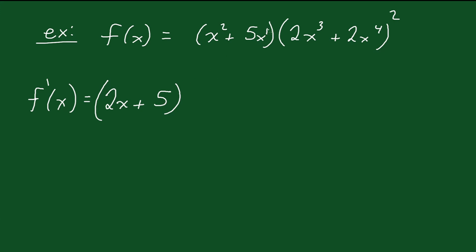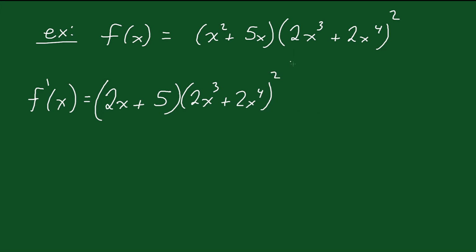That 1 reduces to 0, so that x goes away, and we're just going to have a 5. So keep that in mind. Derivative of the first times the second unchanged. So this part is pretty easy. We just write this out the way that it is.